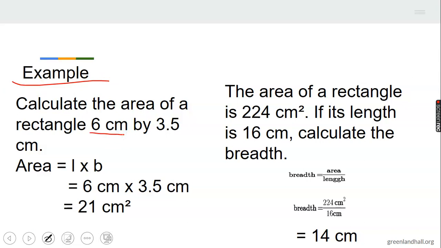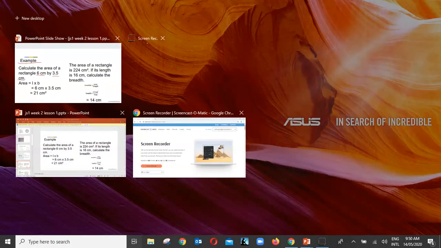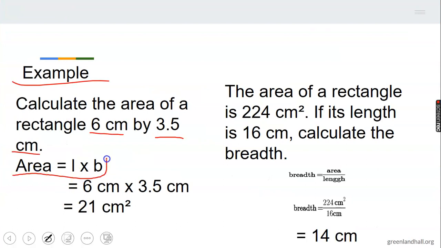Now, example. Calculate the area of a rectangle measuring 6 cm by 3.5 cm. Now, this is the formula. Before you start to calculate, make sure you write out your formula first to be able to know which one is missing and which one you are given. Now, from the look of things here, 6 centimeter is for the length, while 3.5 is for the breadth, because we know among the two, the length is longer. Now, this is our length and this is our breadth.